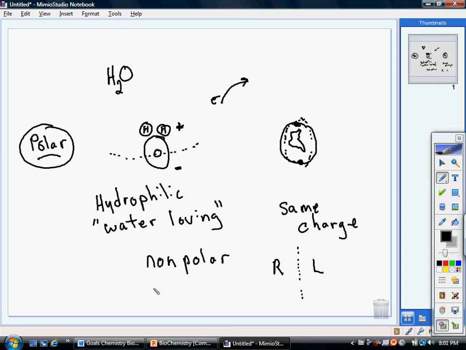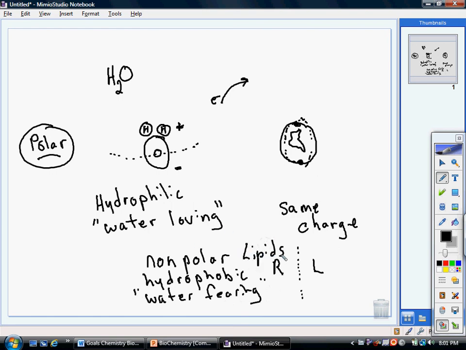Okay, so if it's nonpolar, then it is considered to be hydrophobic, which means that it is water fearing. Okay, so if it's nonpolar, it's water fearing. Another thing about nonpolar substances such as lipids, fats, oils, steroids, cholesterol, all these things, they do not dissolve in water. Okay, so if it's nonpolar, it does not dissolve in water.